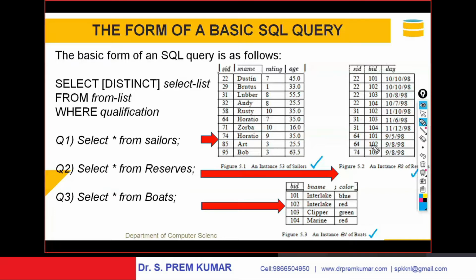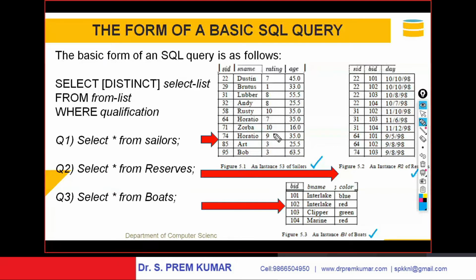I want to see the data. Then: select asterisk from sailors, semicolon. Here sailors is the name of the table. Then automatically all the details of the sailors will be shown. Asterisk means the complete information, all columns. You will get the complete data, all columns, from the sailors table.